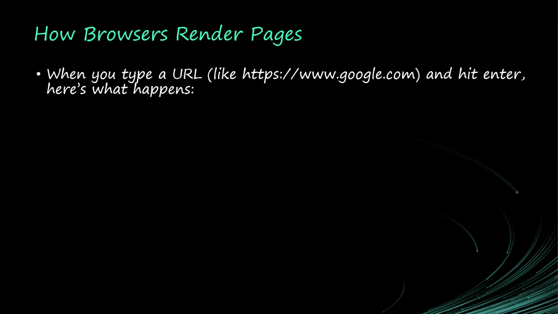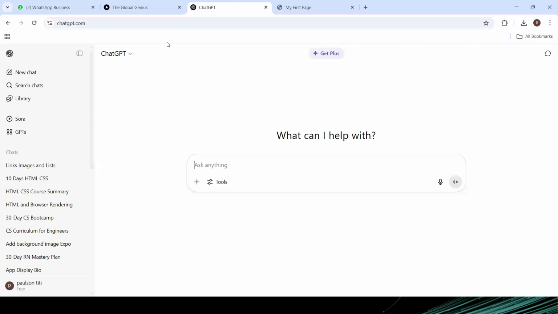Now, how does the browser render pages? You already know what a browser is. This is the Chrome browser. I believe you're using other browsers too. This browser is a software. The job of this browser is to fetch web pages and then display them to users. Whether you're using your mobile browser or a desktop browser, they all do the same thing. Their job is to fetch web pages.